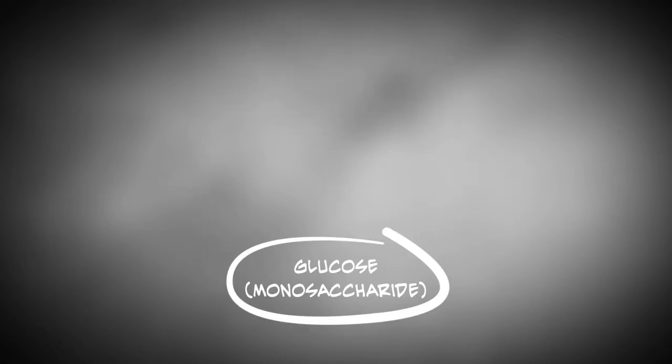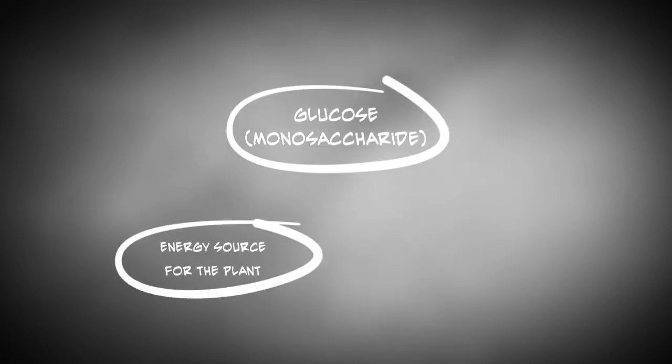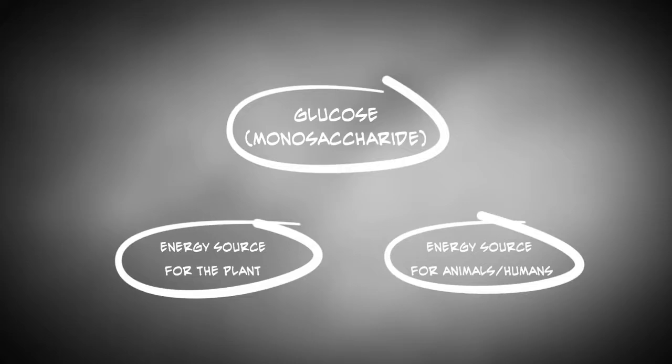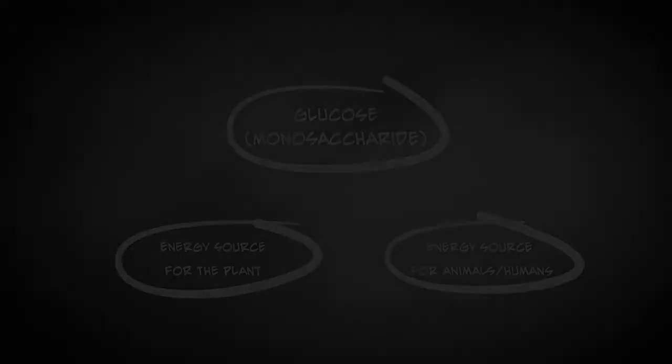It serves as an energy source for the plant itself. In the form of polymers, such as starch, it is also an energy source for animals and human beings. By producing oxygen and capturing energy from inorganic compounds to produce organic compounds, plants are considered to be a very important part of nature and life.